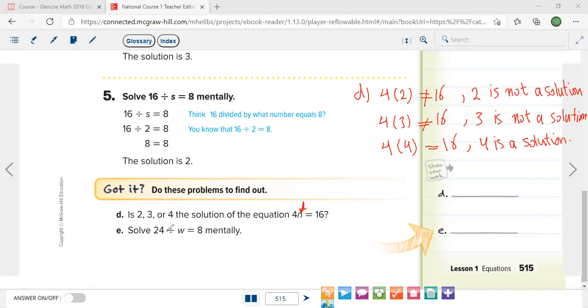Problem E. Solve 24 divided by w equals 8 mentally. So for sure, 24 divided by 3 will give you 8, meaning w equals 3.